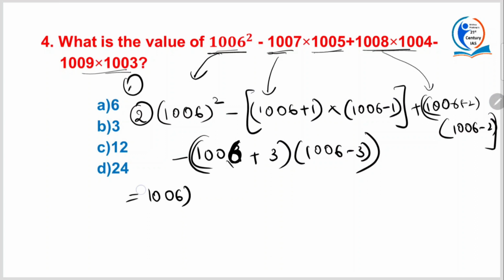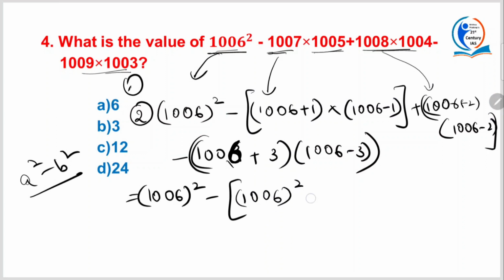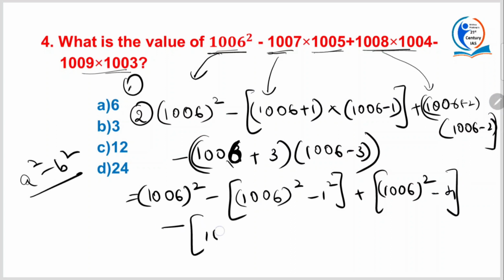So that you will simplify it into this particular equation. See, a plus b into a minus b is what? A square minus b square. So, 1006 whole square minus 1 square plus 1006 square minus 2 square is what? 4, minus 1006 square minus 3 square. Alright. So, please be careful with this minus, because minus into minus will become plus.